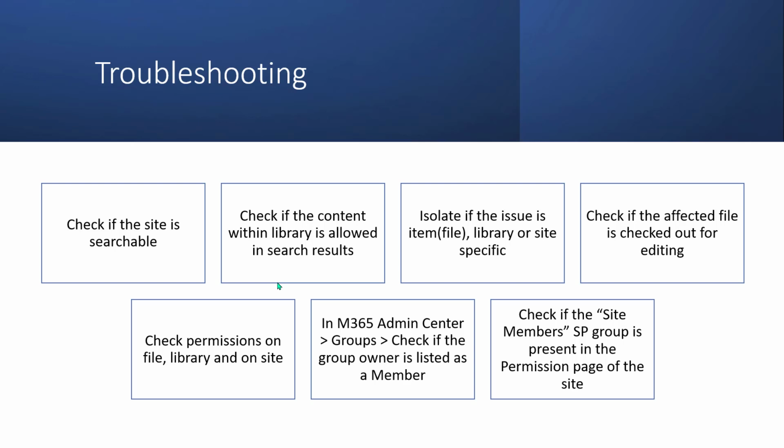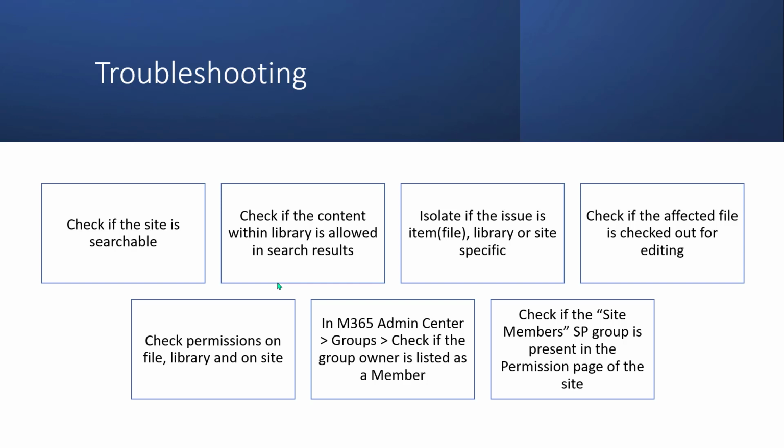And another differentiation you could do is make the user search on the affected site. Check if it is a group connected team site, and ask the user to perform a search on a communication site as well. So if the search is working on a communication site, but it is not working on a team site, then it could indicate things, and you can isolate the issue at site specific or template specific level as well.